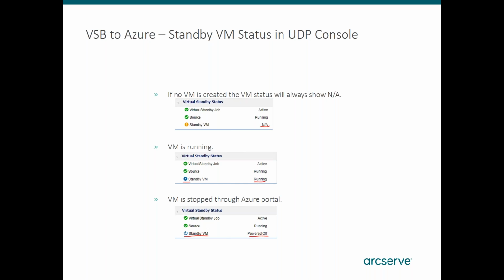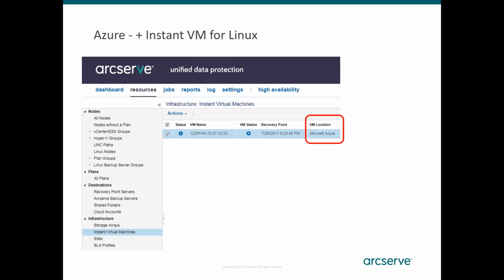So you can actually monitor what's going on through the UDP console for your VMs or your virtual standby clones that are being created and being kept up to date in the Azure cloud. And as I say, for Linux VMs, we can't do virtual standby because virtual standby is only available for Windows. But with Linux, we can do instant VM restore, which is a pretty straightforward process.